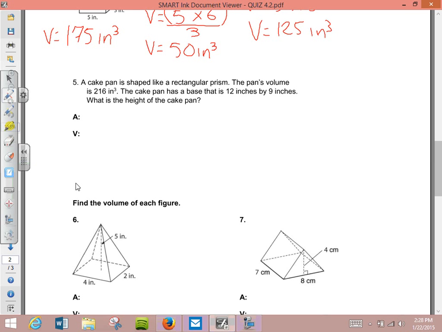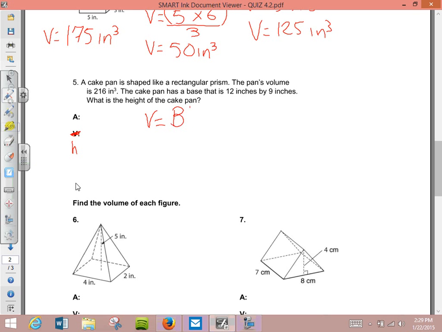All right, let's go. A cake pan is shaped like a rectangular prism. The pan's volume is 216 cubic inches. The cake pan has a base that is 12 inches by 9 inches. What is the height of the cake pan? You can draw it out, but you don't have to. You just have to understand what kind of shape we're talking about. Don't lose me, guys, because you're going to get some of these. A rectangular prism.